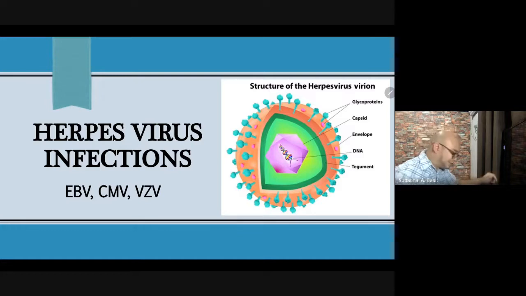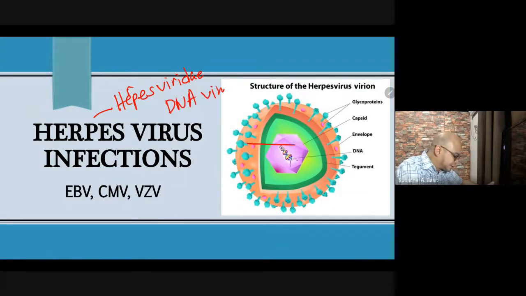Okay, so for part two of the viral infections, we will be talking about the herpes virus. The herpes virus belongs to Herpesviridae. It's one of the largest DNA viruses. There are many types of Herpesviridae, but we will only be discussing the Epstein-Barr virus, the Cytomegalovirus, and the varicella zoster virus.